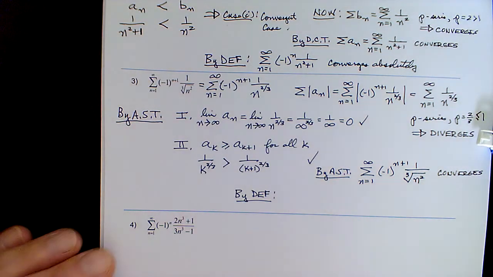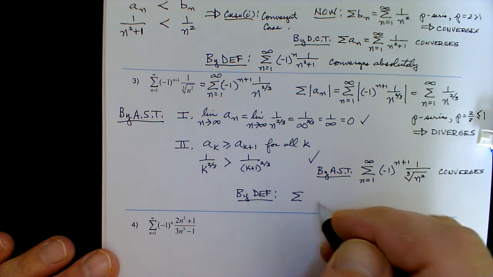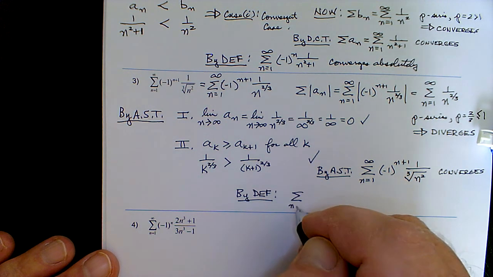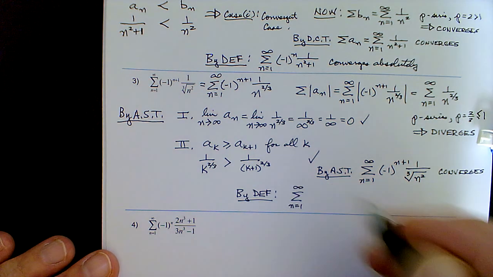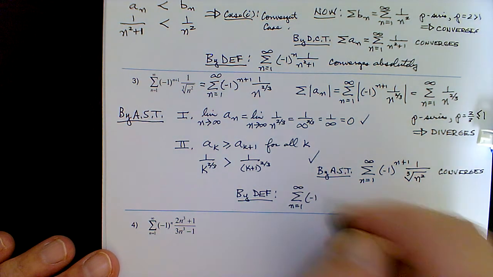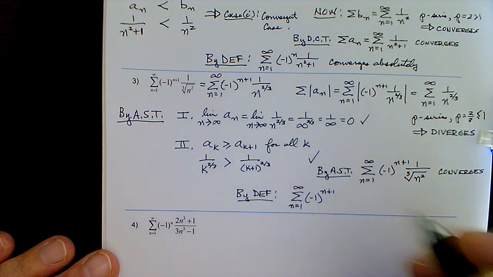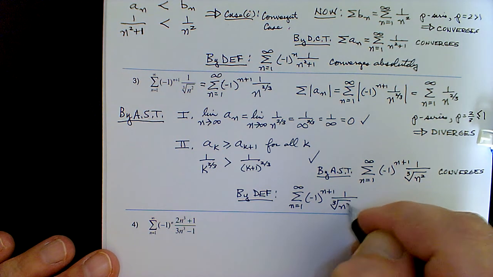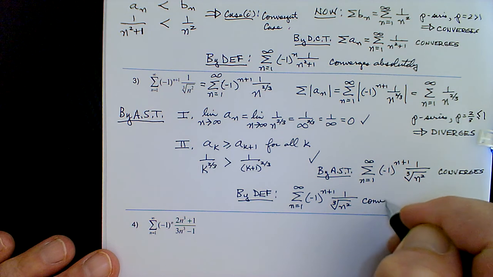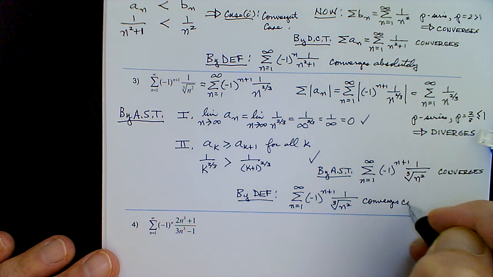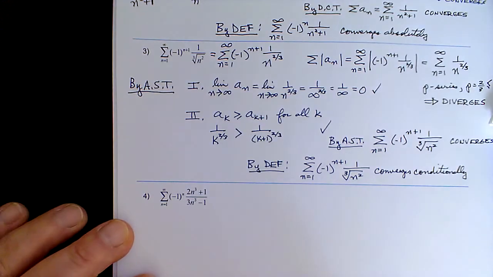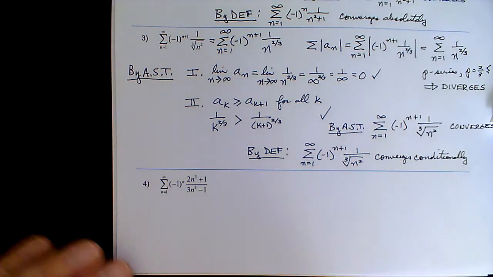So then by definition, the sum as n goes from 1 to infinity, I'm going to recopy the given series, that this converges conditionally. Okay, so final example.